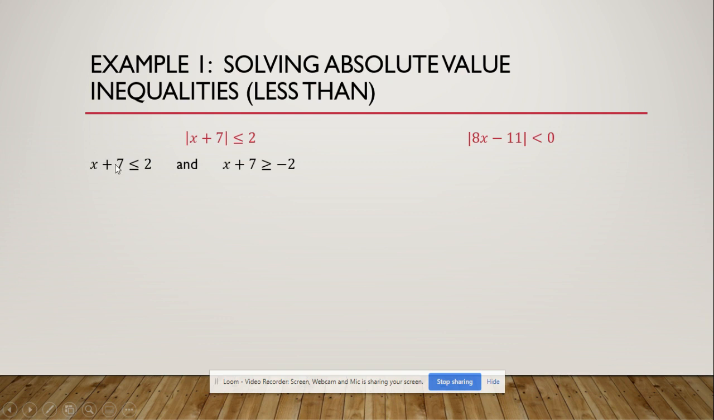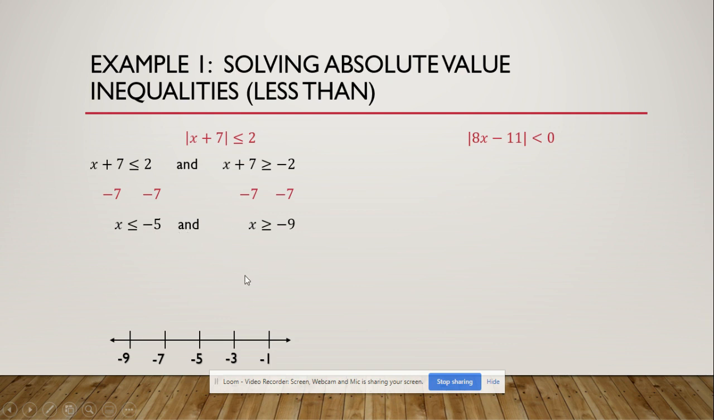I'm adding the 7 on the left, so I'll subtract 7 from both sides. Now, since both of them had an x plus 7, I'm basically going to do the same exact steps with both. That leaves me with x is less than or equal to -5, and x is greater than -9. So I have to be lower than the -5, but higher than the -9 to graph that.